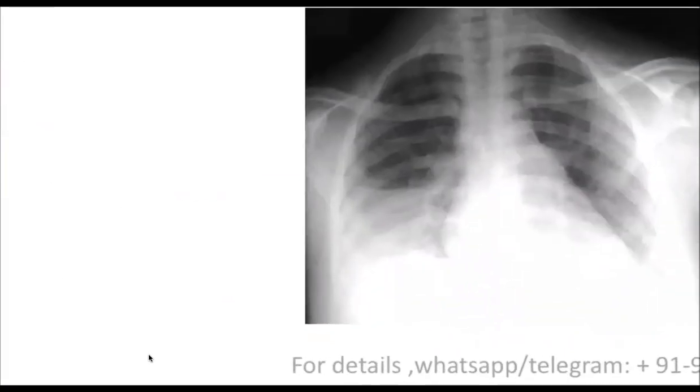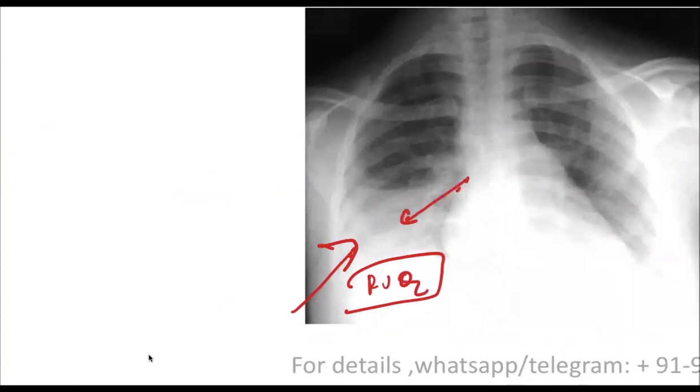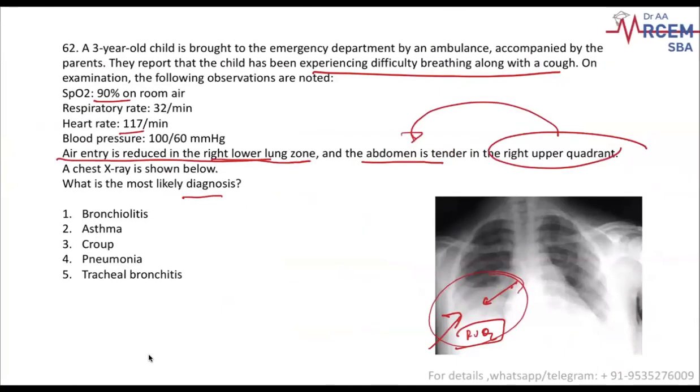On the right side you can see there is a consolidation. Whenever there is a consolidation, you can have pain in the right upper quadrant also, and there is reduced air entry here in the right lower zone. It is all suggestive of an infection. Consolidation is nothing but pneumonia.